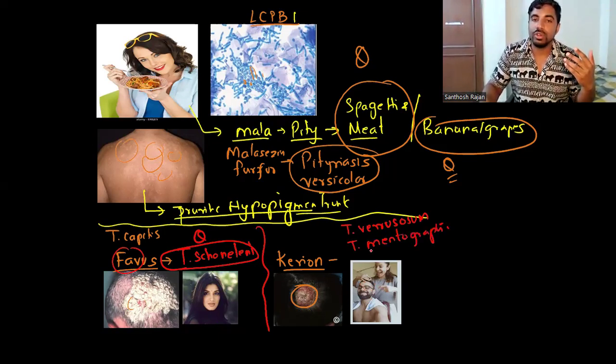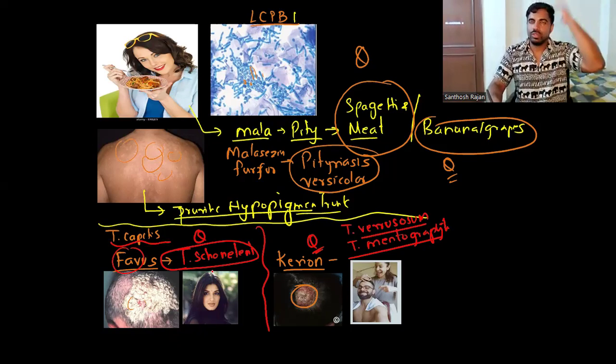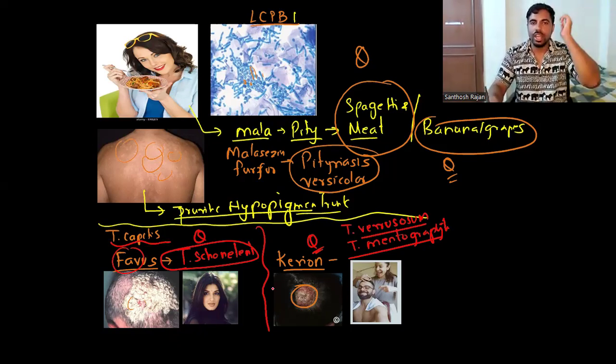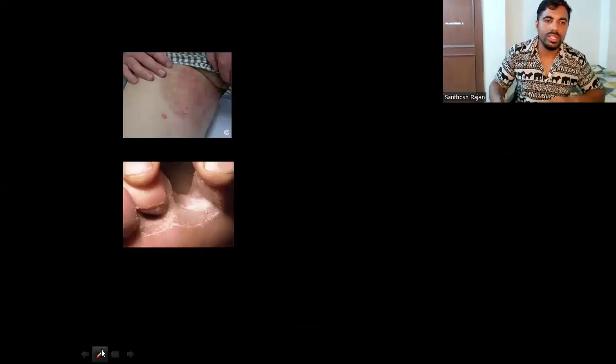Verrucosum and mentagrophytes. Question: Kerion is caused by the question. Favus is caused by... both are tinea capitis, which is caused by one or two. If this is scaly, remember Shonali Bendre. If you see this kerion, remember our Virat Kohli. Viru, and he's mental. Viru becomes mental because of this disease. Okay, that's all.